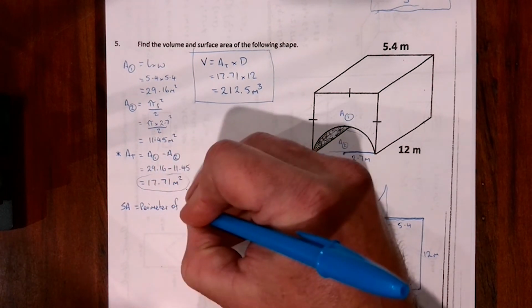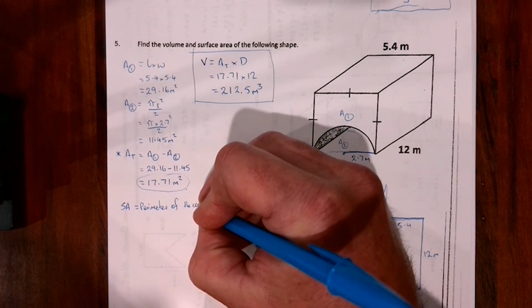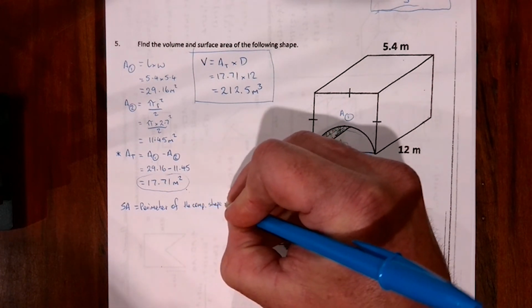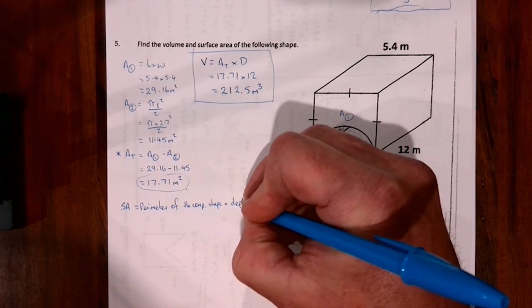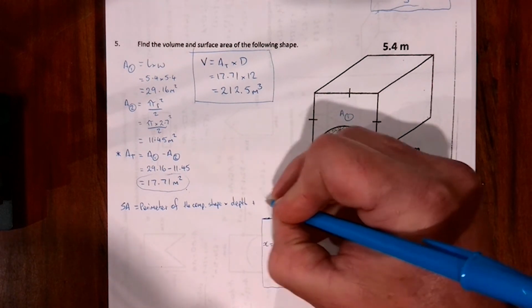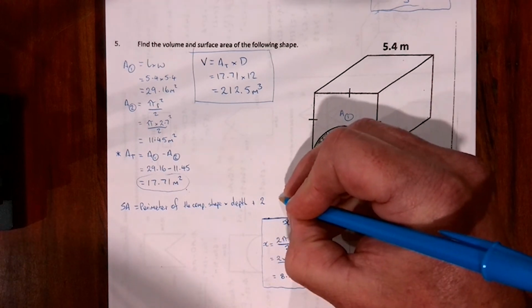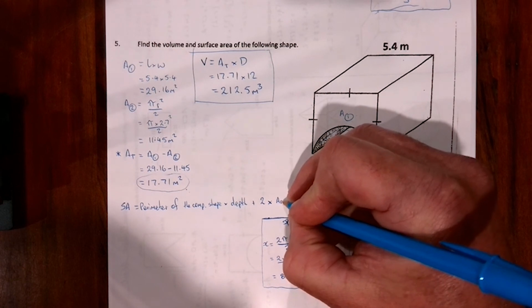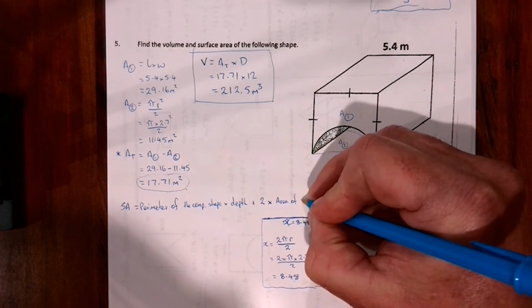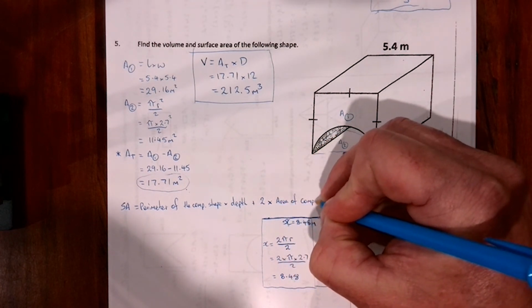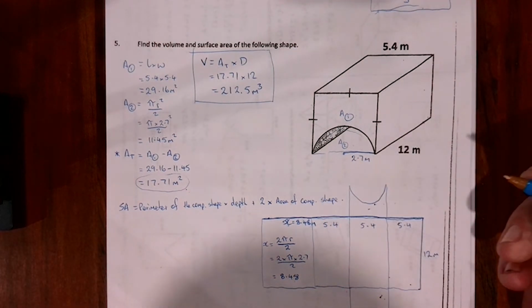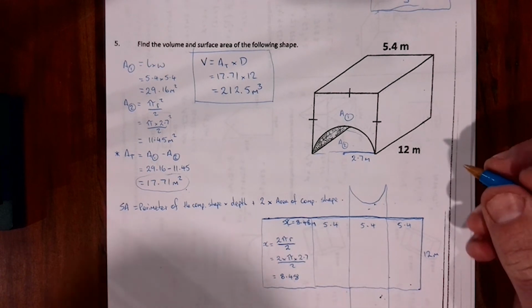Now, what we did last time was we said the surface area would be the perimeter of the composite shape multiplied by the depth plus 2 times the area of the composite shape. And that's just too much to write, so we made up some letters for it.